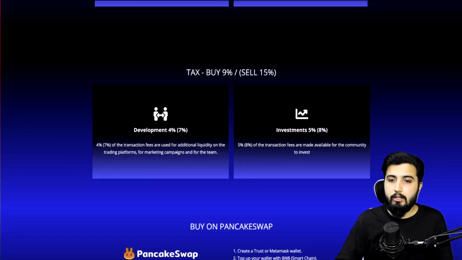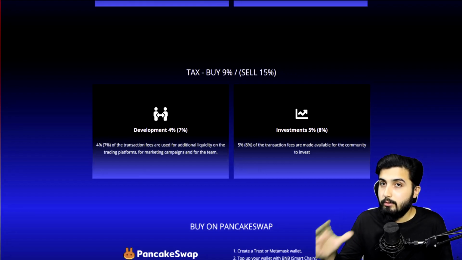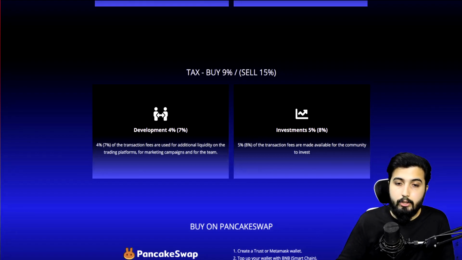Here's the tax on buying and also selling. So there's a 9% tax when you buy the token. There's a 15% tax when you sell the token. So there's like 4% for development in case of buying and 7% in case of selling.